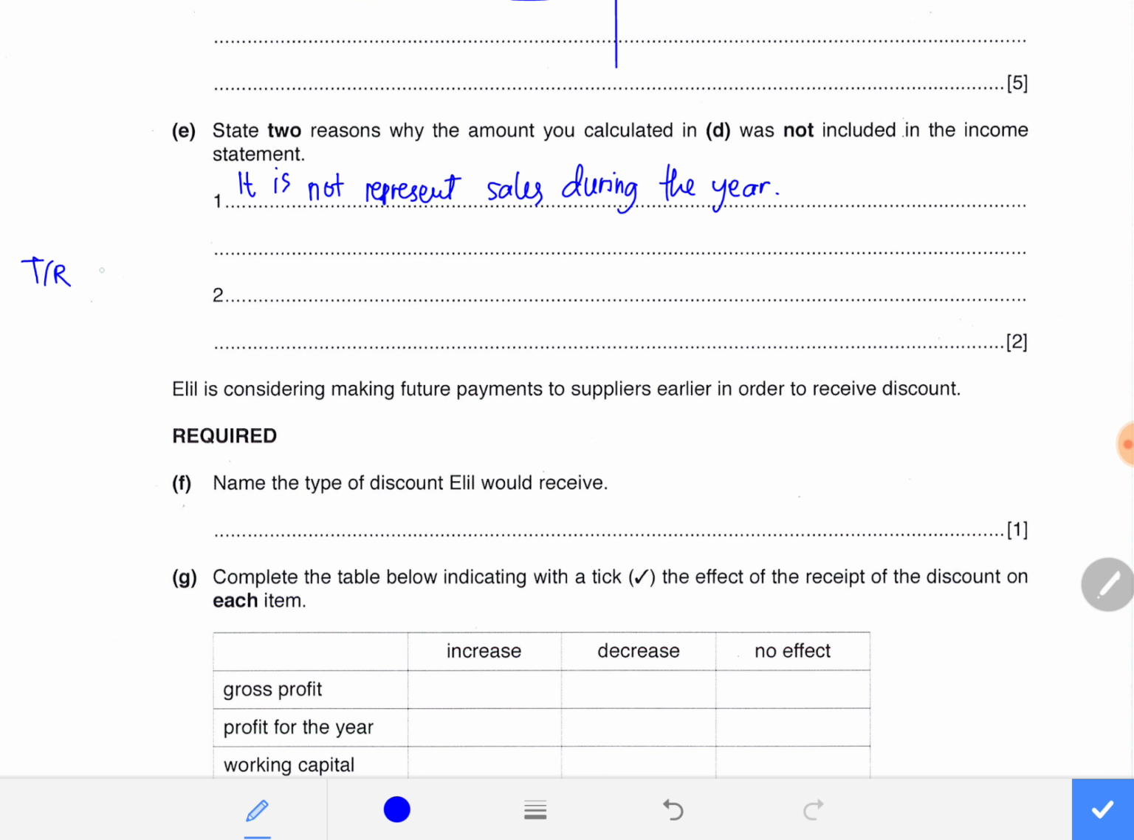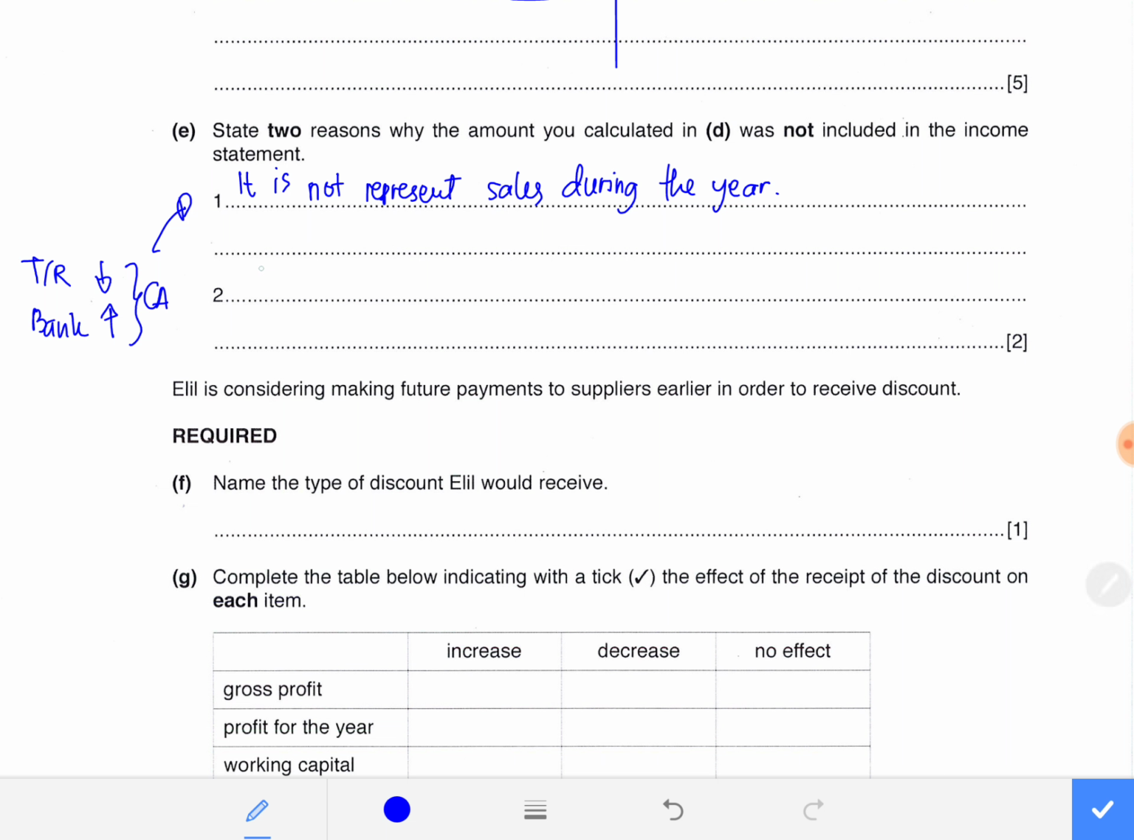TR is decreased because TR have paid you and your bank increases. So both of them are CA. So there's nothing to do with income. So it is not sales. It does not represent sales during the year. So it is not recorded in the income statement.